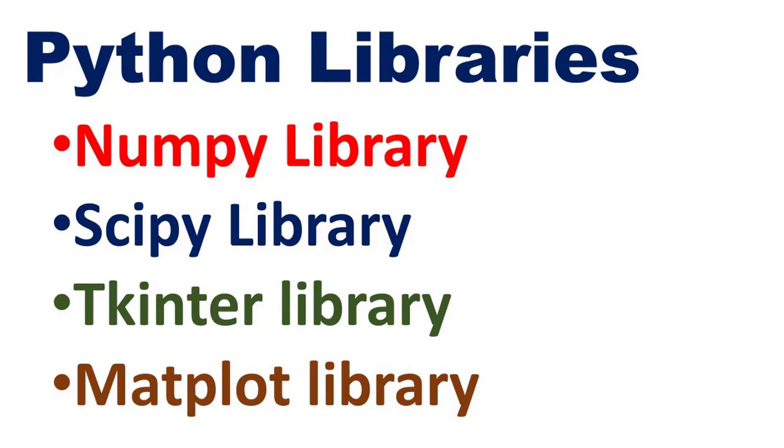NumPy means numerical Python, SciPy means scientific Python. The Tkinter library is used to work with a GUI environment in Python, just like Visual Basic. And the Matplotlib library is used to draw charts, like line charts, bar charts, and many more features of charting. But all these libraries need to be installed. You have to do a further installation for NumPy, SciPy, Tkinter and Matplotlib. So let's go back to the Python module.